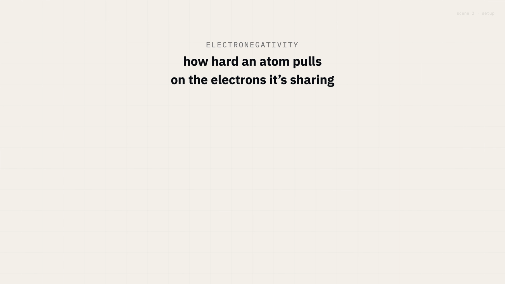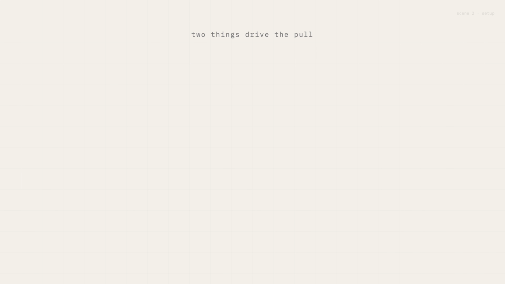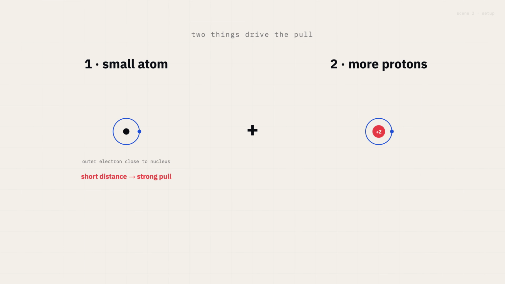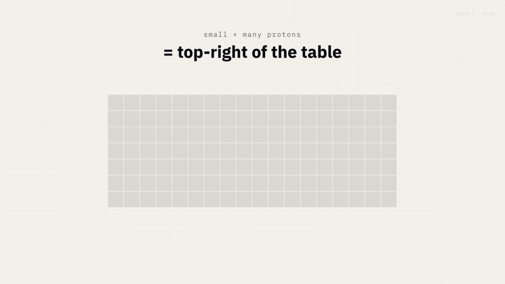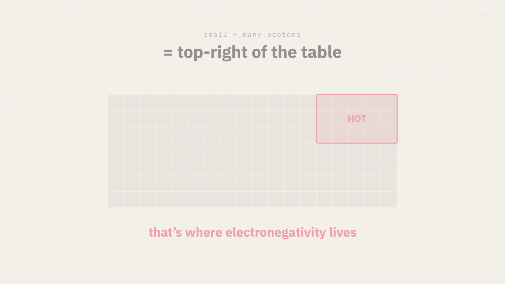Okay, so electronegativity is how hard an atom pulls on the electrons it's sharing with another atom. That's it. And what makes the pull strong? The same two things that decide atom size. A small atom: bonding electrons sit close to the nucleus. A high nuclear charge: more protons yanking. Small and packed with protons means the top right of the table. So that's where electronegativity lives.